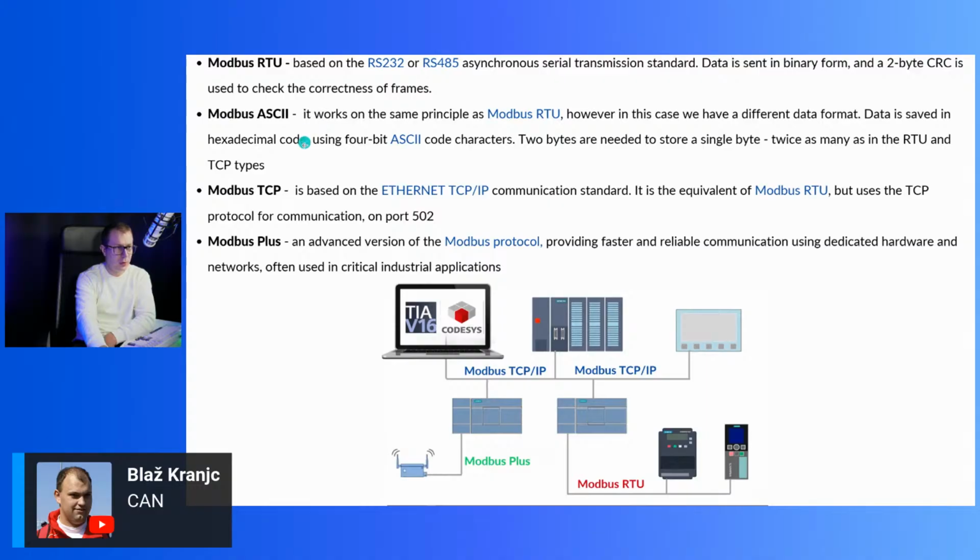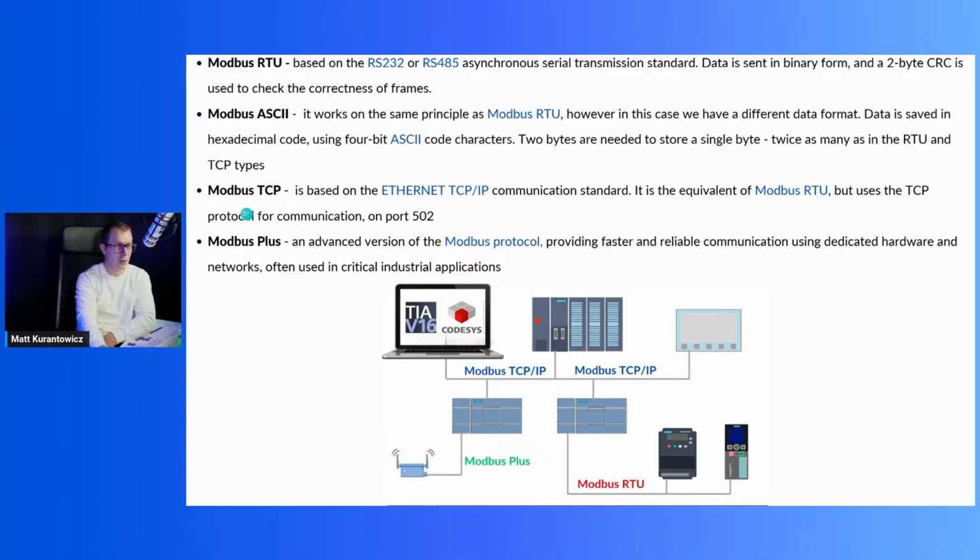And also we have Modbus TCP. Modbus TCP is based on the Ethernet TCP/IP communication standard. Okay, it is the equivalent of Modbus RTU, but uses the TCP protocol for communication on port 502. And we have advanced Modbus, which is Modbus Plus, but in most cases, we use Modbus RTU and Modbus TCP. Sometimes you can find Modbus ASCII in your future industrial automation applications.